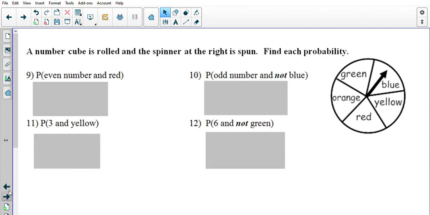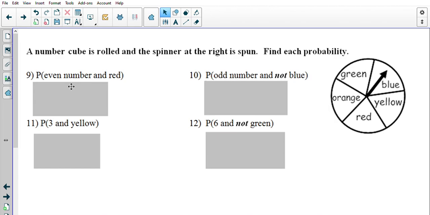All right, last 4 before I give you a chance to try a few of these independently. Number 9, we first need to read, it says a number cube is rolled and the spinner at the right is spun. Find each probability. We have to assume these are equal sizes. It's not perfect. I created this spinner a few years ago, but they're all equal sized.